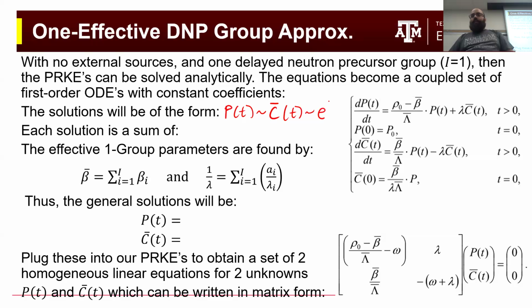And these are both going to look like e to the omega t. And if this is what my solution forms are going to look like, then each of these individual, the power and the concentration, is going to be a sum of I plus 1 exponentials. So I'm going to have I plus 1 terms, but I is 1. So I'm going to have 2 exponentials because big I is 1.